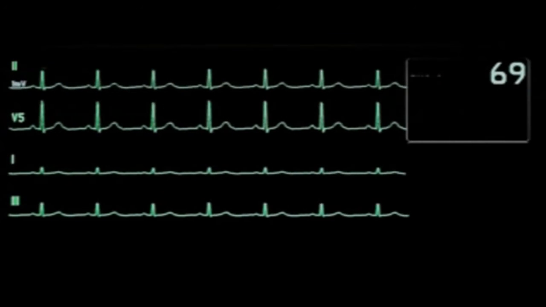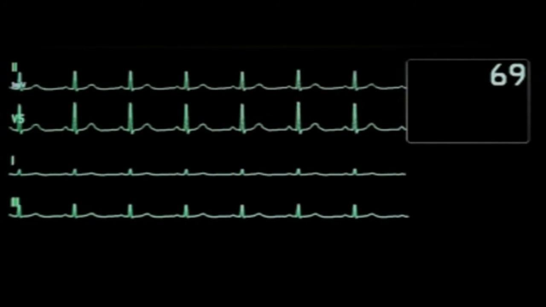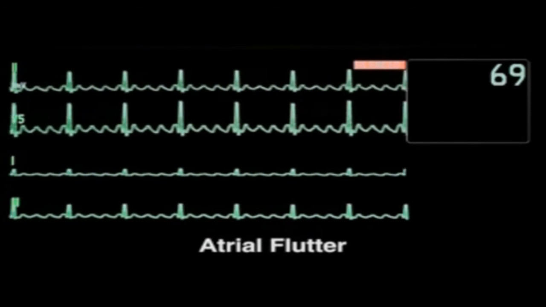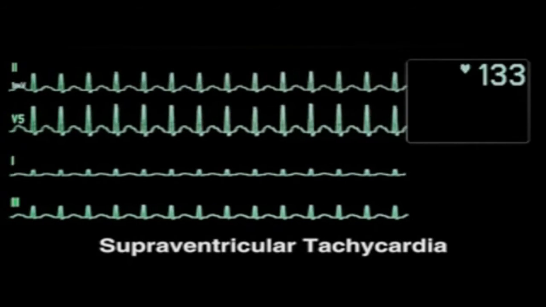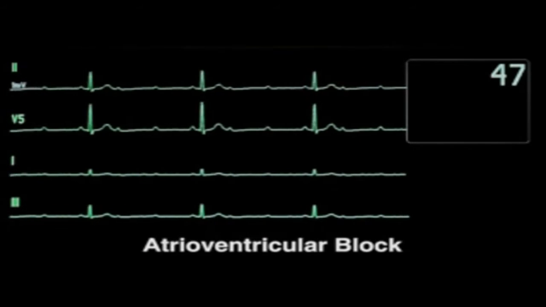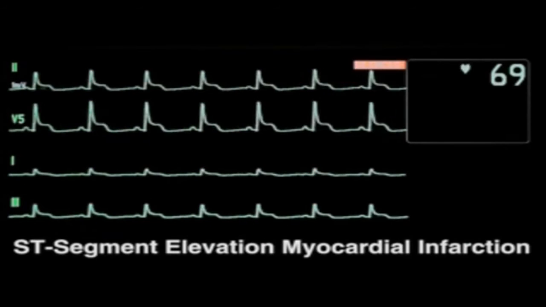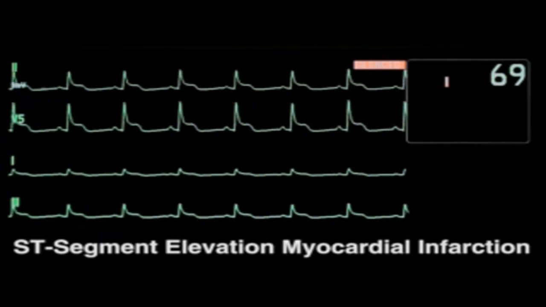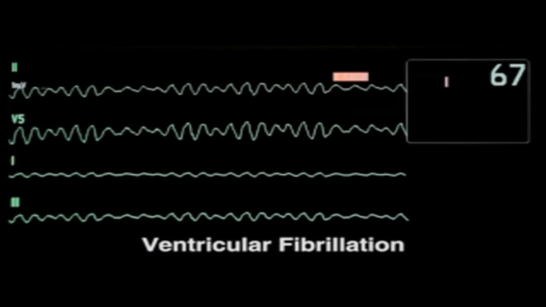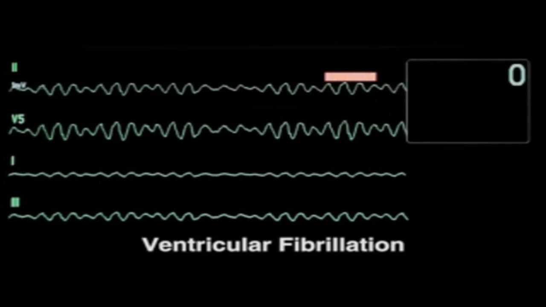Many diagnoses can be established with ECG monitoring, including atrial fibrillation, atrial flutter, supraventricular tachycardia, wide complex ventricular tachycardia, atrioventricular block, ST segment elevation myocardial infarction, long QT syndrome, ventricular fibrillation, and a variety of other conditions.